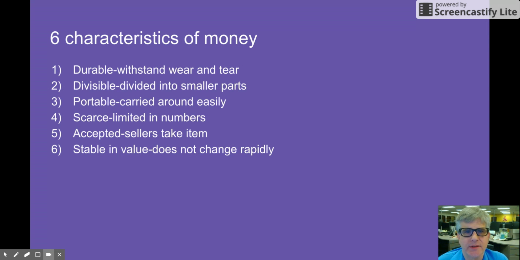There are 6 characteristics of money. Money is durable, that means it's able to withstand the wear and tear of being passed from person to person. Divisible means money can be divided up into smaller parts, so you have the dollar, you have the quarter, the dime, the nickel, and penny. Portable means money is carried around easily. Scarce means it's limited in numbers. Accepted means the sellers can take the item in exchange for goods and services. And stable in value means that money doesn't change rapidly, doesn't go up or down. It actually has a use as a store of value, so it's stable in value. These are the 6 characteristics of money.